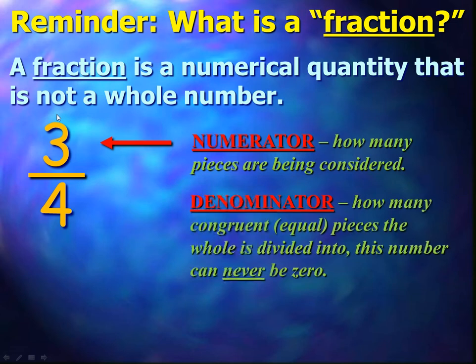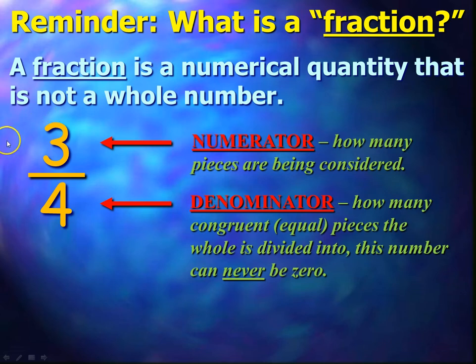The second part is the denominator, which is the bottom number, which represents how many congruent or equal pieces the whole is divided into. In this case, it is 4. This is the number of pieces that the whole is divided into. The denominator can never be 0.